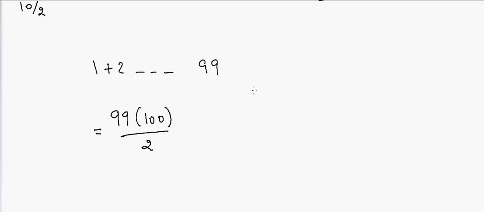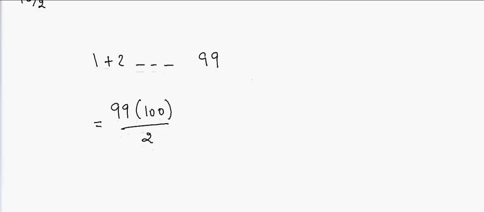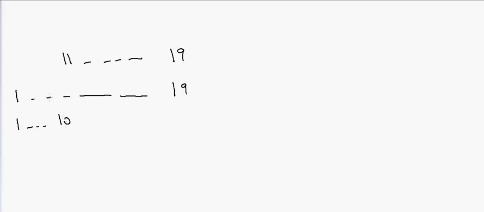If I have to do the same thing until 100, then I can do the same. Now suppose instead of 1, the number starts from somewhere else, suppose it starts from 11 and goes until 19. How will I do that? In that case, I'll first add 1 to 19, and then I'll subtract 1 to 10 from it.